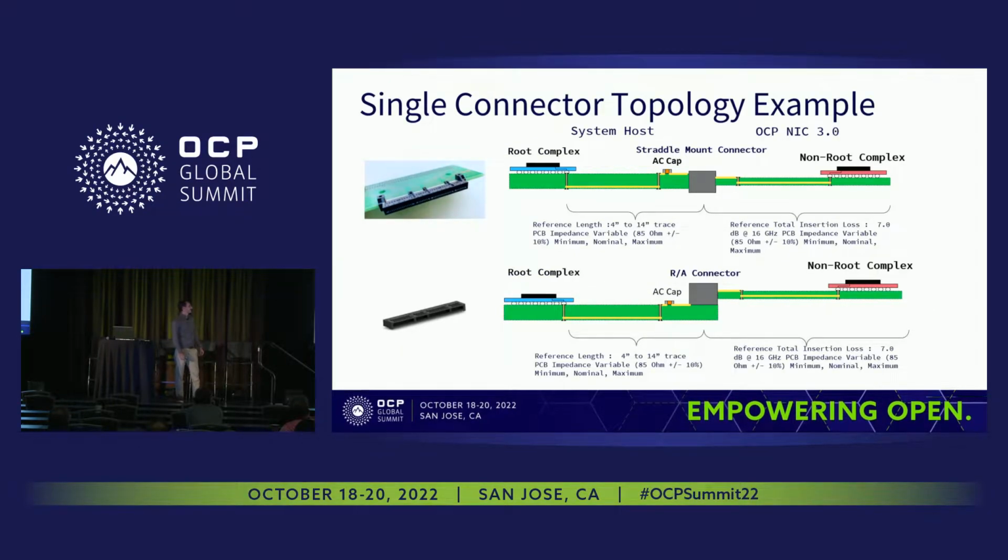So we look at our single connector topologies, as you can see here. On the left is the image of the straddle mount connector, and then on the bottom is a right angle connector. In here, we show just a 2D graphic, so the previous slide makes sense of what you're all looking at, and you can see the difference.